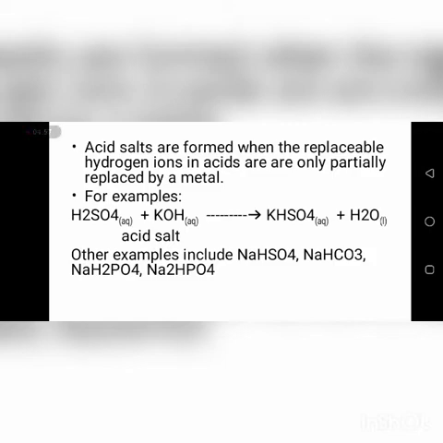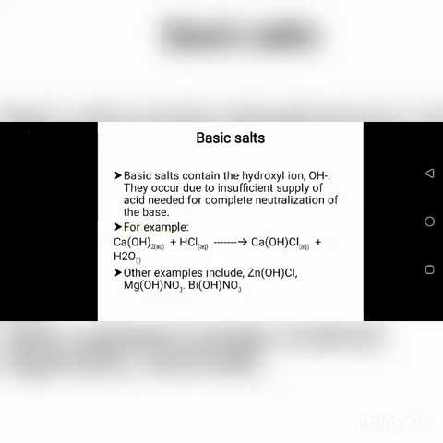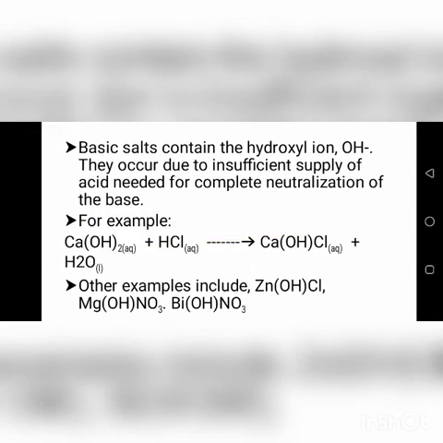You can look at these compounds. They still contain hydrogen within them. So this kind of salt is then acid salt. And these acid salts also have properties of acid in them. They turn blue litmus red because they still have hydrogen in them, and that makes them to be called acid salt. Now we look at another one, basic salt. Basic salt contains the hydroxyl ion.